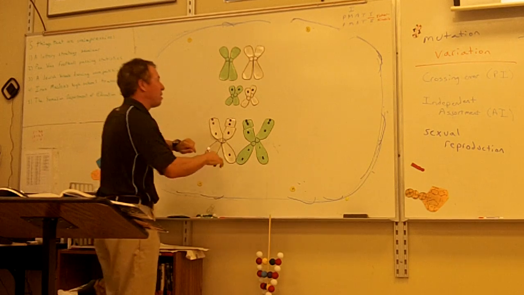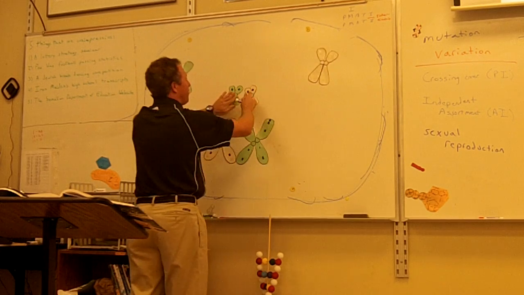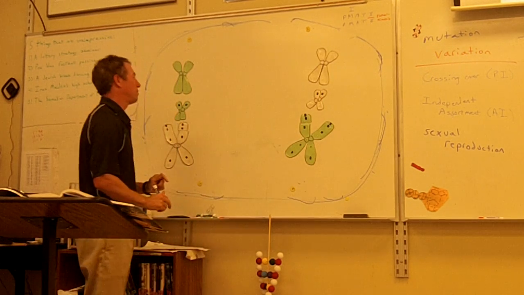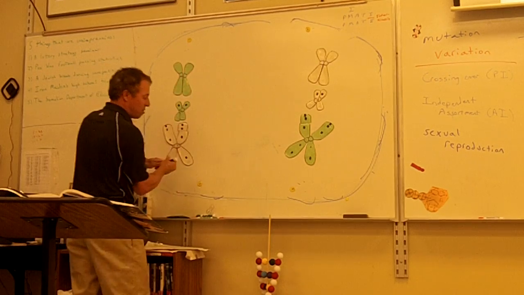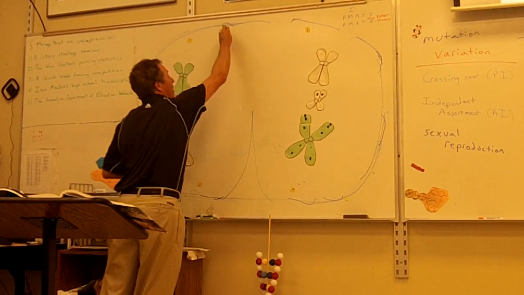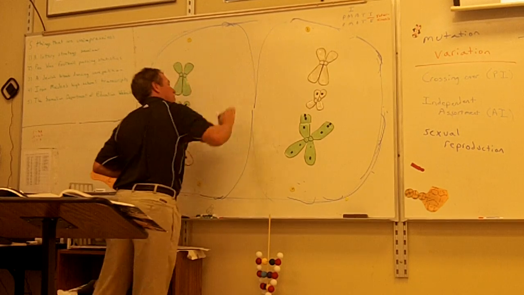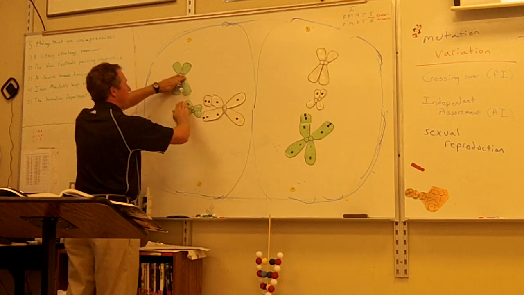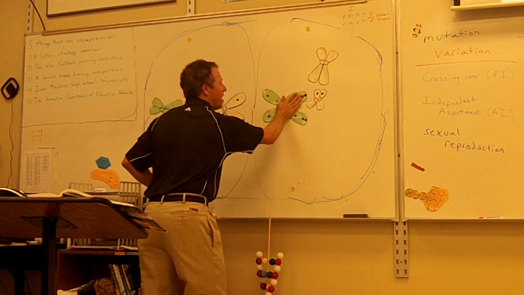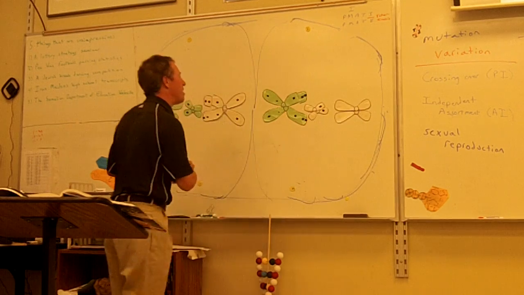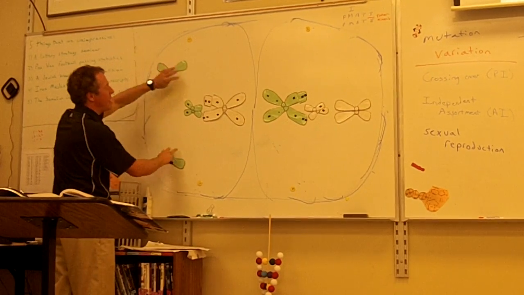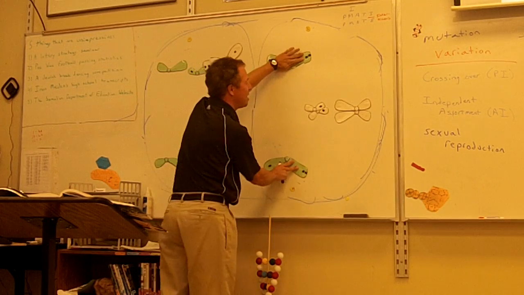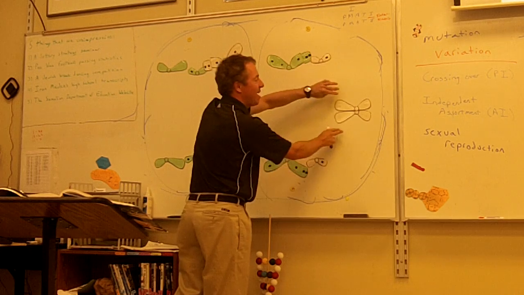You ready? Anaphase 1, they go to opposite sides. Telophase, of course we divide. I'm not going to draw all the nuclei, it takes too long. And then the second division, here we go. They line up. They all line up. Everything seems to be going well so far. They separate during anaphase. Great. Separate.